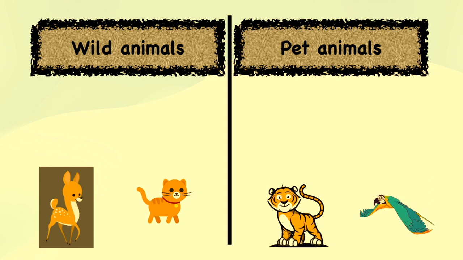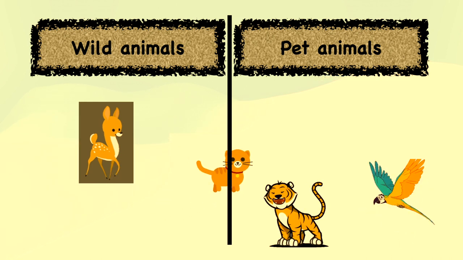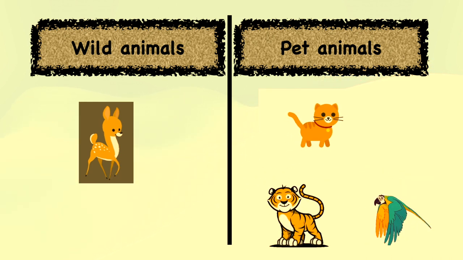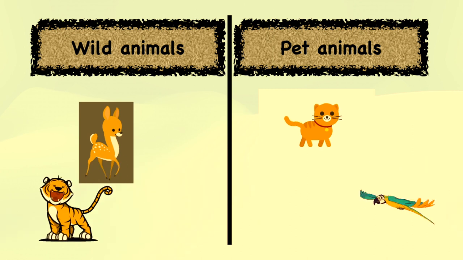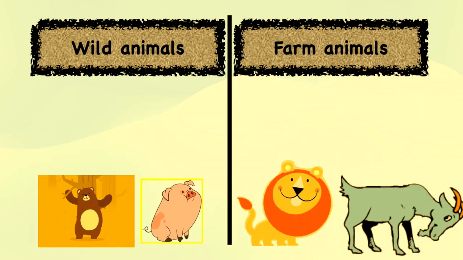Deer is a wild animal. Yes, deer will go in the wild animal column. Cat will go in the pet animal. Tiger will go in the wild animal and parrot will go in a pet animal area.